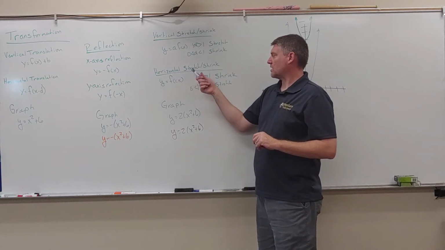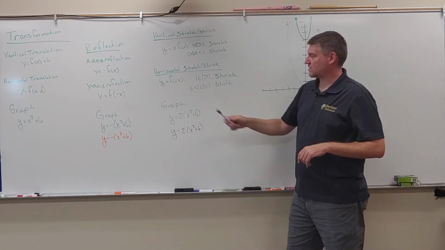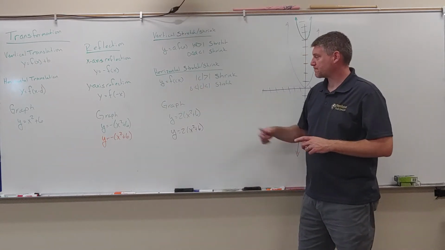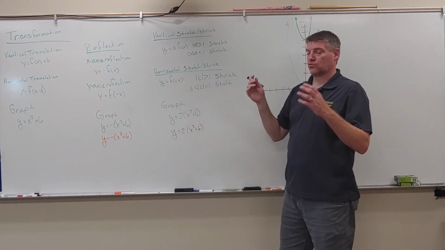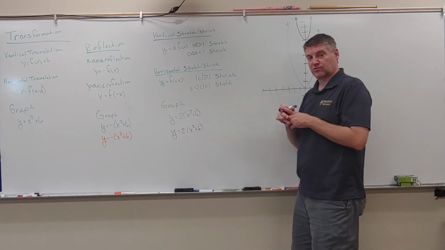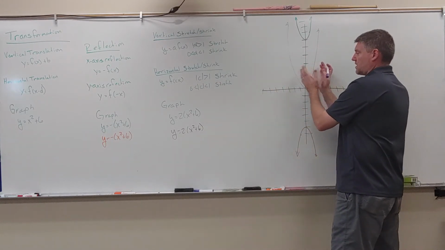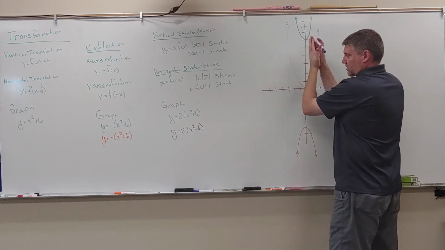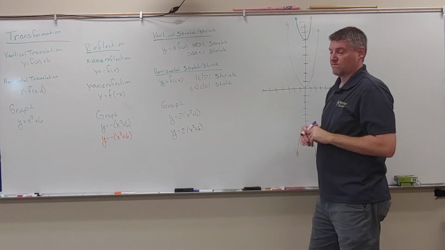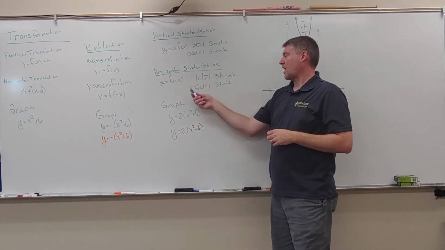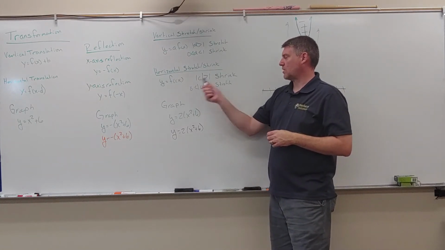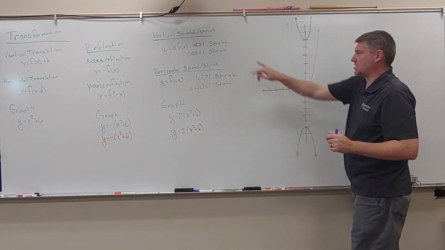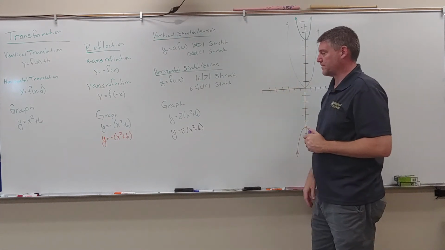We have a horizontal stretch and shrink if we have y equals f of cx. If c is greater than 1, I have a shrink, okay? So think of it like if I'm going this way, I have a shrink and it's pulling it back closer to my vertical y-axis. I have a stretch if c is less than 1 but greater than 0. So I have a stretch, or I get closer to the x-axis. So these are going to be flipped of each other, okay?